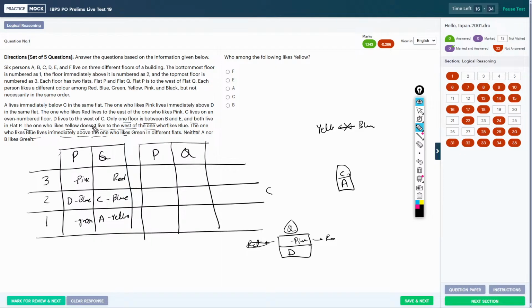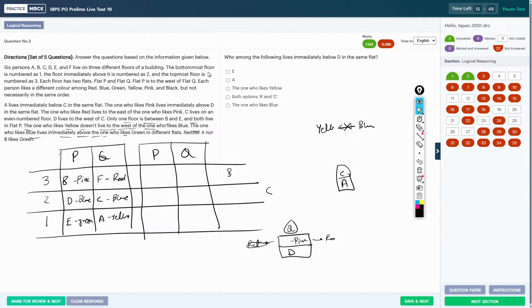But okay, something was said. Neither A nor B likes green, so B is not here. B is somewhere here. Okay, another clue I have to find. One floor between B and E, both live in the same flat. So B, E, A, B, C, D, E, F. So yellow color goes with A, which is correct. F, red, P; D, black, Q; C, pink; E, green, P; B, blue.